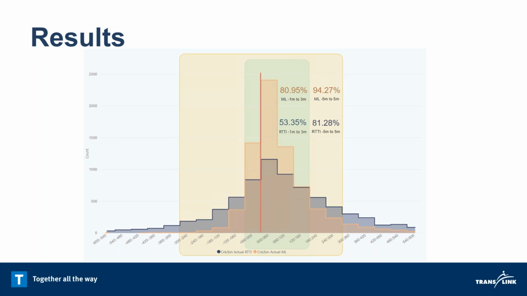81% of RTTI predictions fell in the plus or minus 5 minute OK window. With machine learning, this is almost at 95%. And remember the 20% of customers we left in the dark with RTTI predictions? That's down to 5% with machine learning.